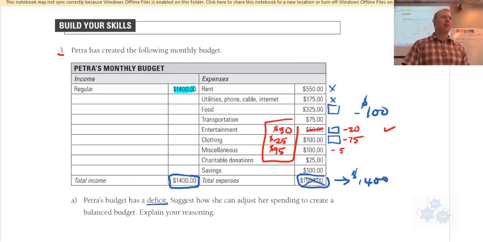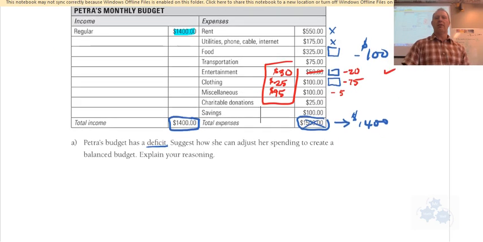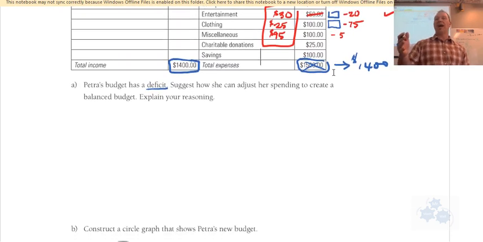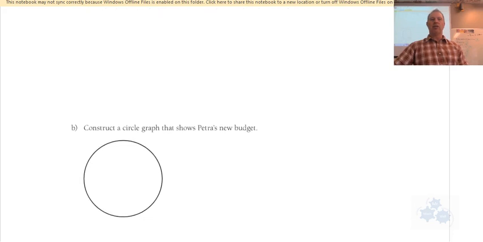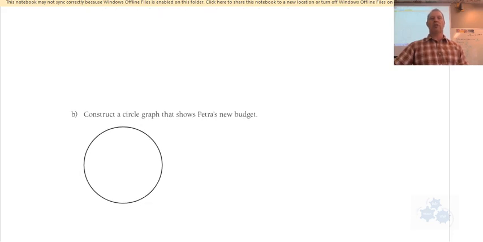Does everyone understand that? Okay. Now you may have shaved some money off of a budget somewhere else, but that would be your answer to A, and you would be responsible for kind of writing that and explaining that. Okay. All right. So construct a circle graph that shows Petra's new budget.